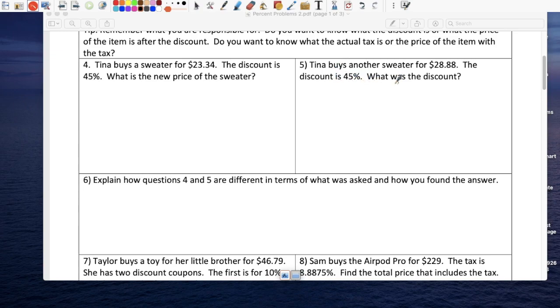Okay. Tina buys another sweater. The discount's 45%. What was the discount? Okay, so in this case, I want the discount. I don't want the price of the sweater after discount. I want to know how much was taken off. So here's that bar model I was talking about.